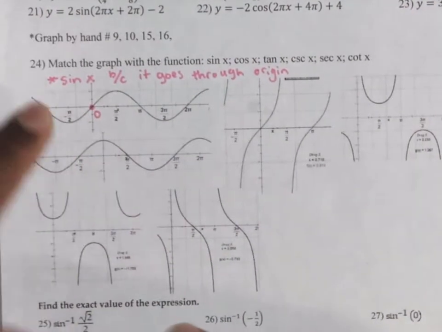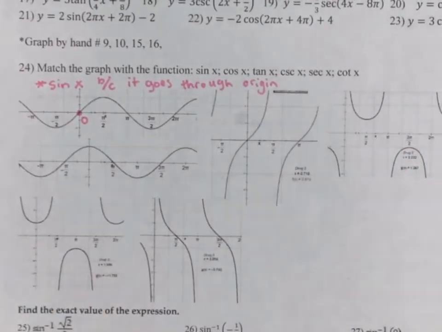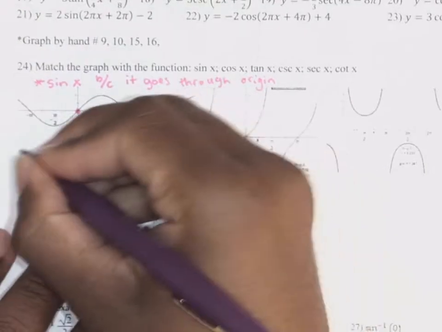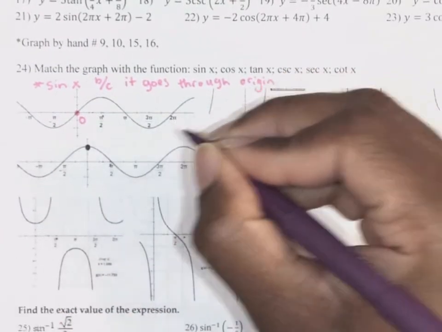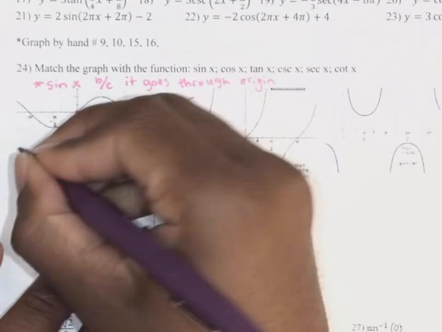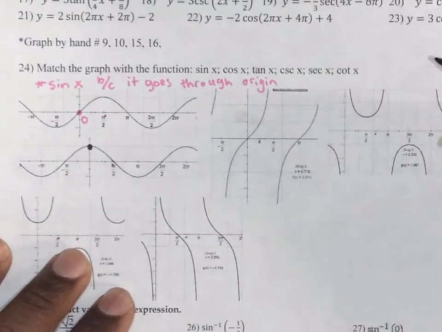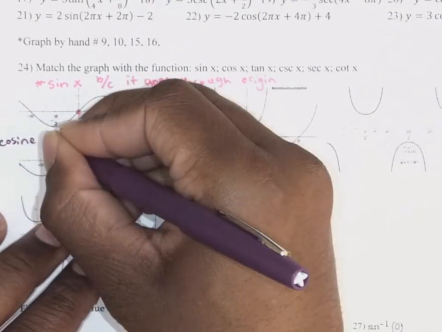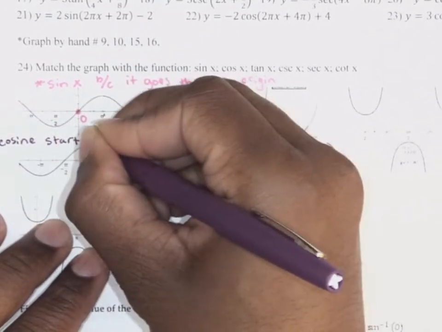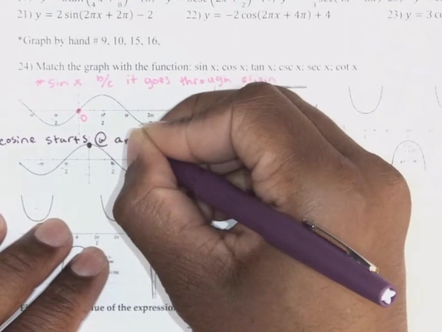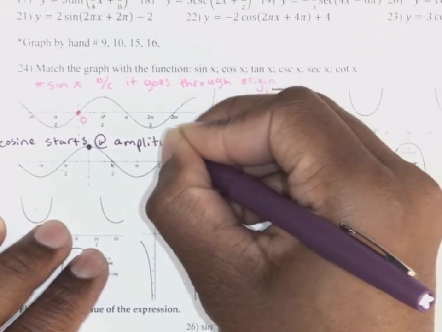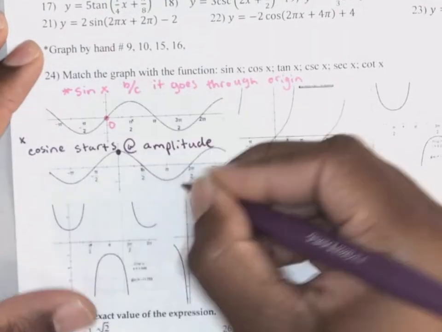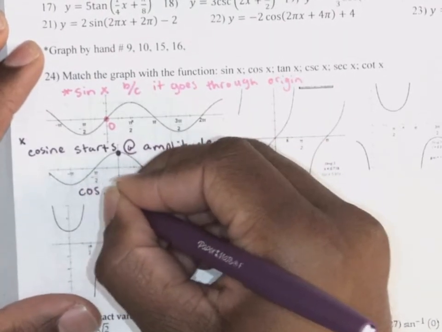alright, so if I knew that was sine, I would say this one was cosine. And if you look right here, cosine starts at the amplitude. So I would write that. Let me make sure I don't go over any other graph. I would say cosine starts at amplitude. Okay, so that's how I would tell the difference between these two. So this one is cosine of x.